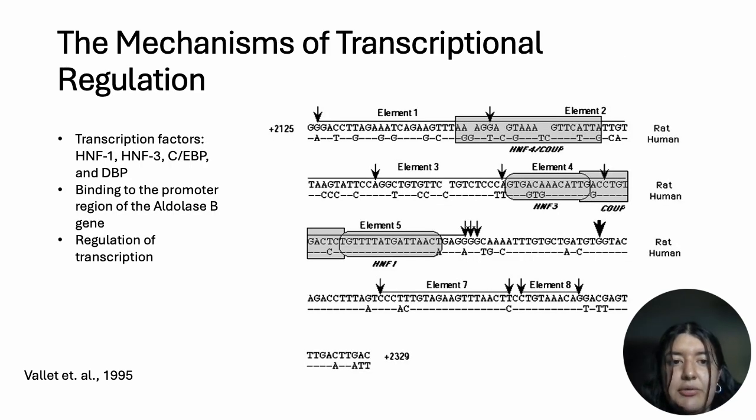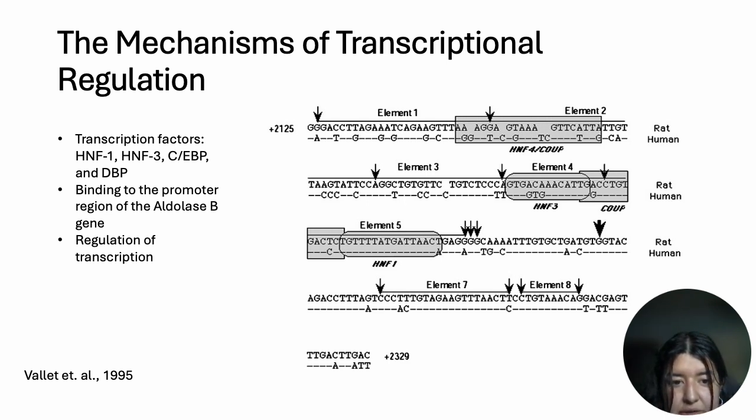Let's continue on with binding interactions. The aldolase B promoter region includes specific binding sites for transcription factors such as HNF1, HNF3, C/EBP, and DBP that we mentioned in the slide before. All these factors play an important role in regulating the expression of aldolase B, depending on the metabolic state of the liver. Now, to get a better understanding, I want to go over a metabolic response sample.